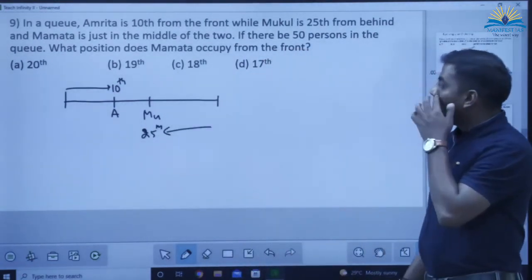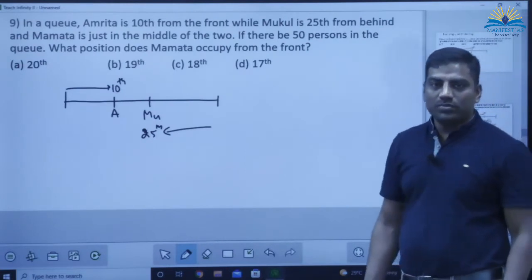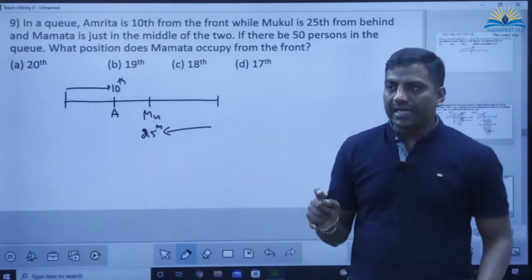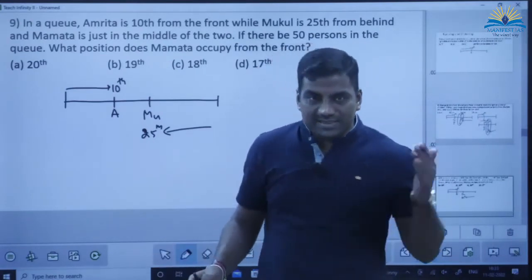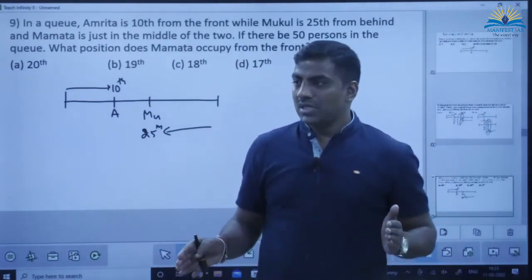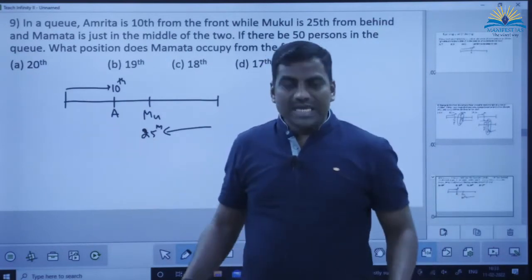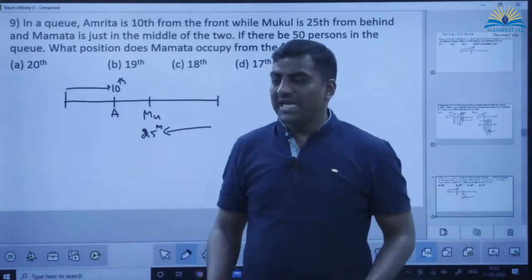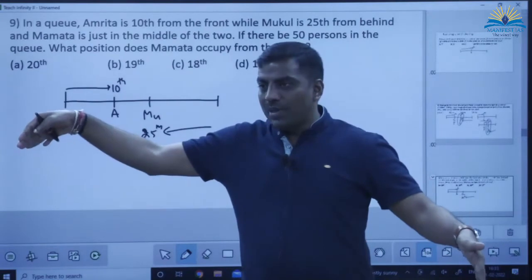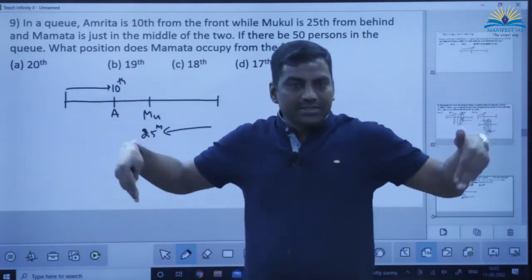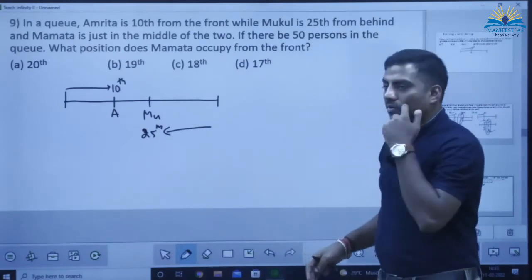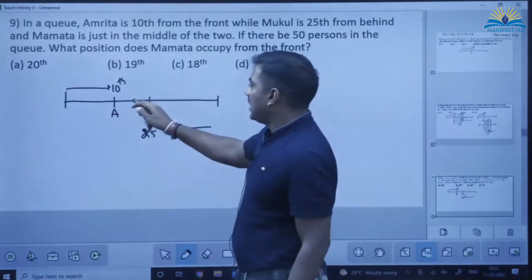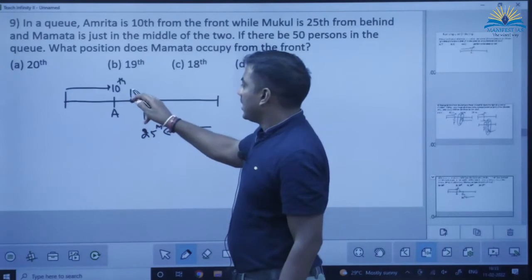Now, Mamta is just in the middle of two. Don't always consider that Mamta is just next to Amrita and just next to Mukul. She has to be in the middle. There can be other people also, but she has to be in the middle. If you count from Amrita and count from Mukul, she should be equidistant. Okay, fine. Now where is Mamta? Mamta is here.